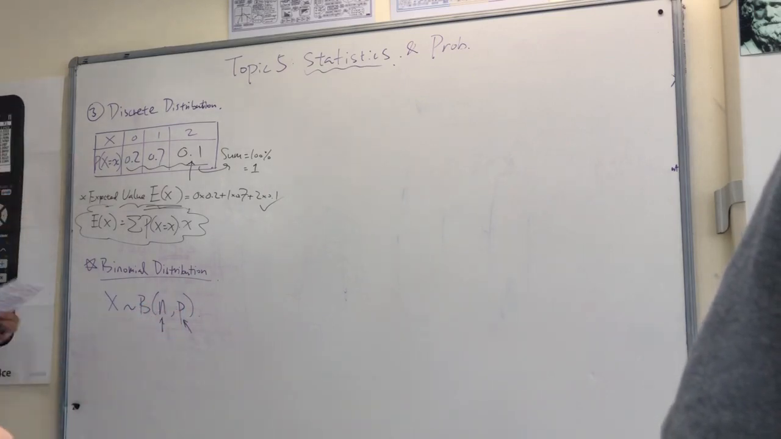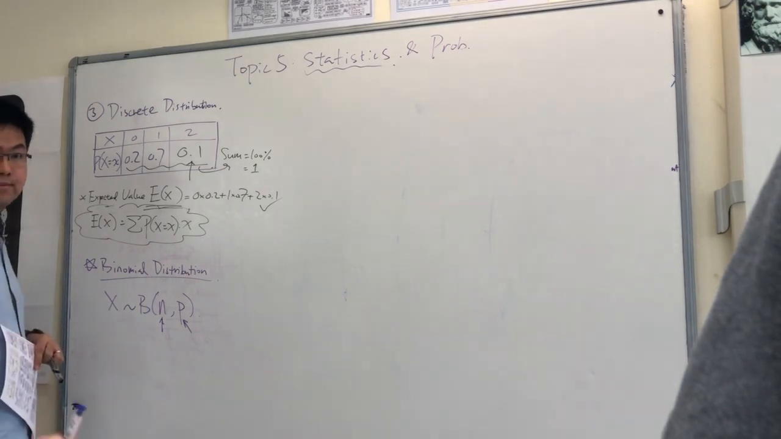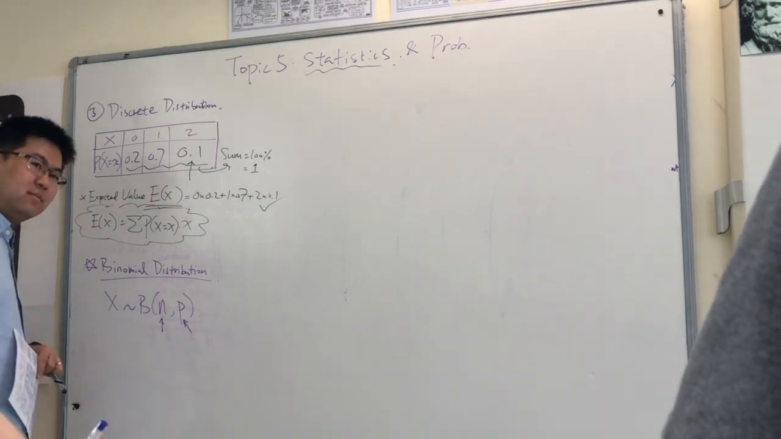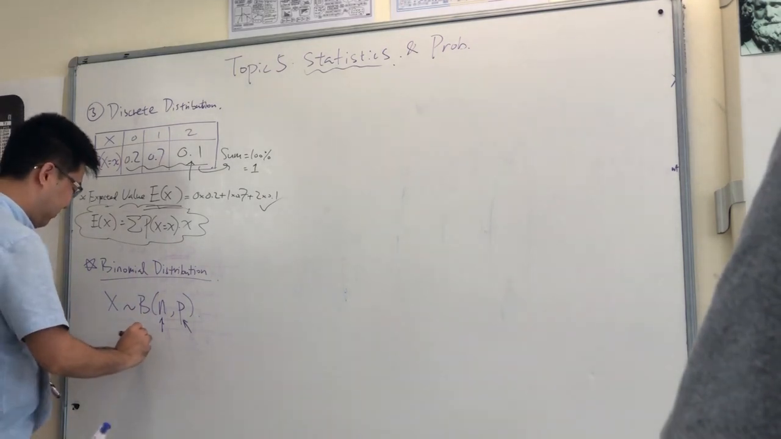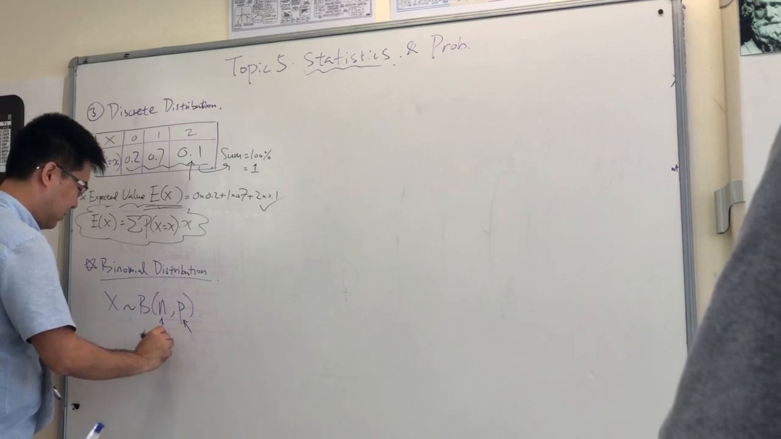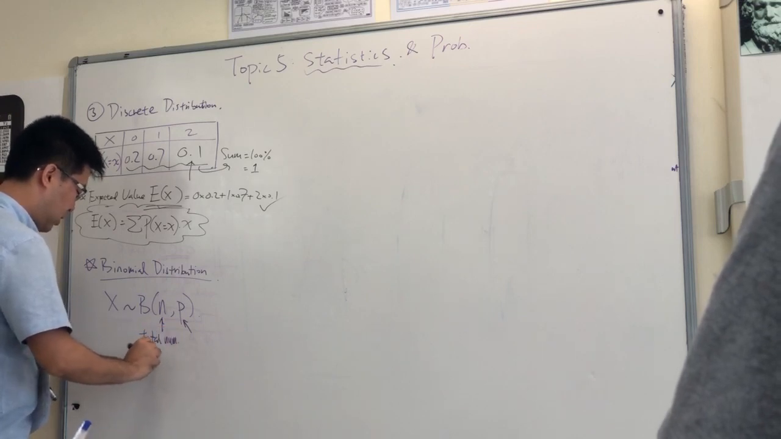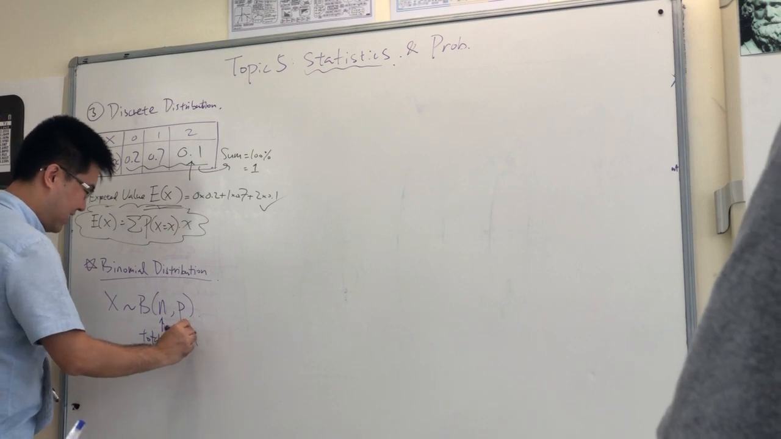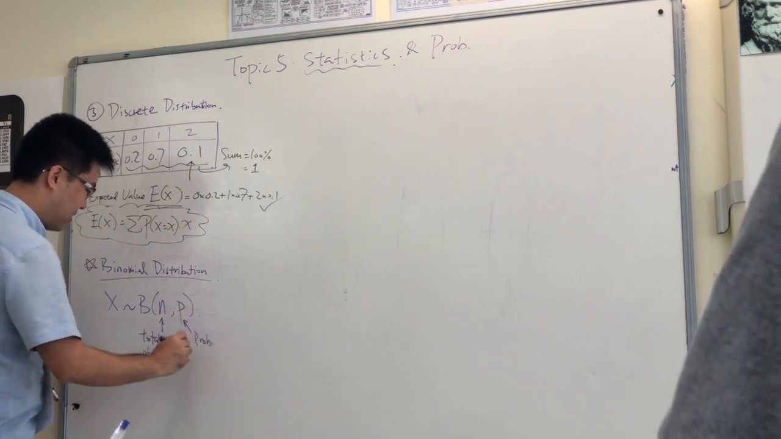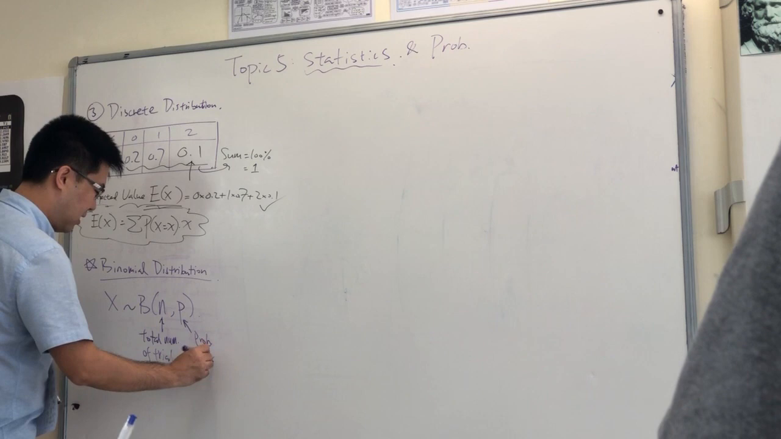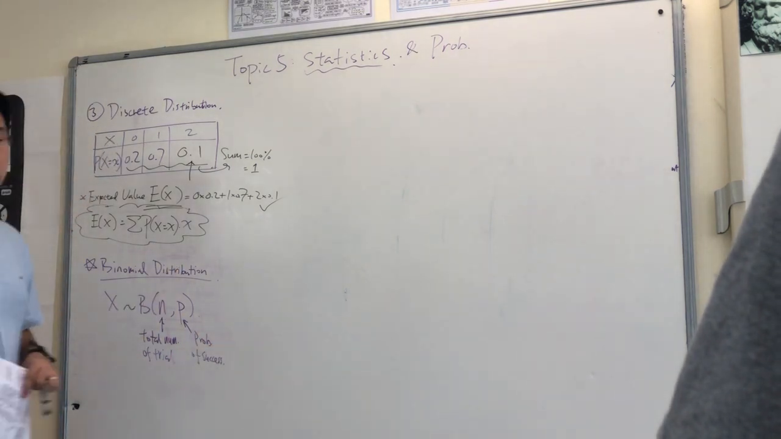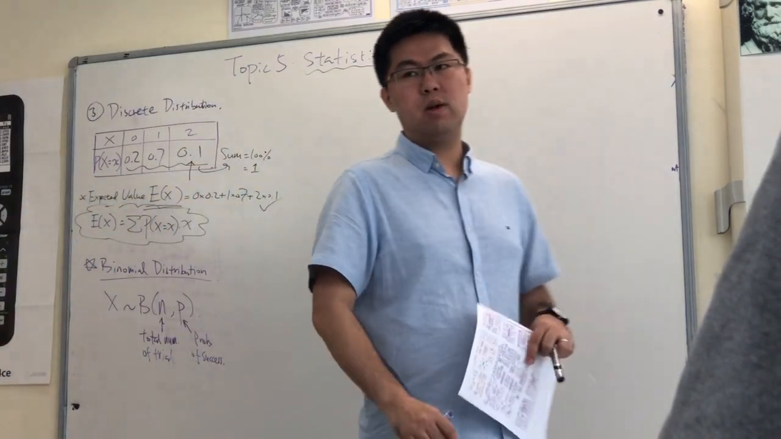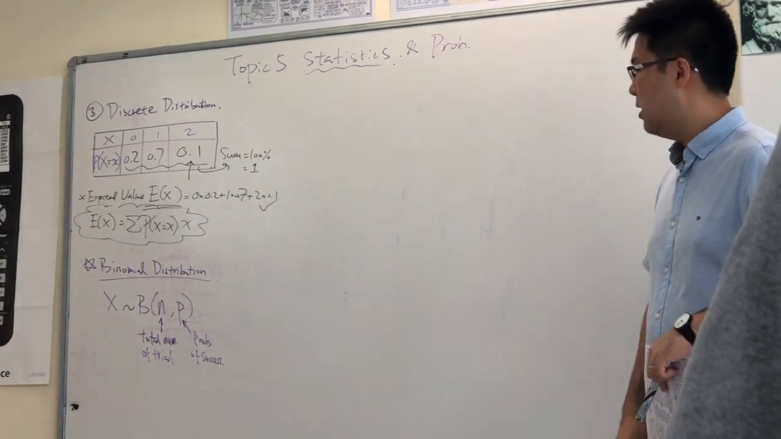n is the total number of trials. And then p is the probability of success. Yeah, probability of success. You have to be familiar with the terminologies. Of course, what is success depends on the different contexts of the question. You have to be able to identify that.